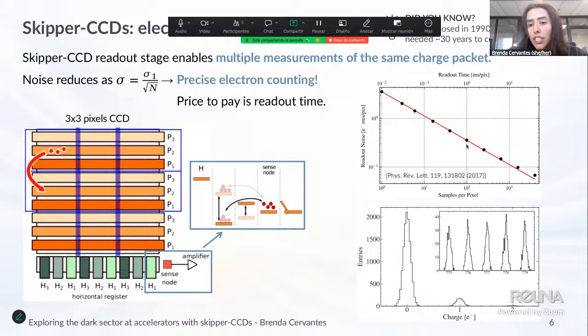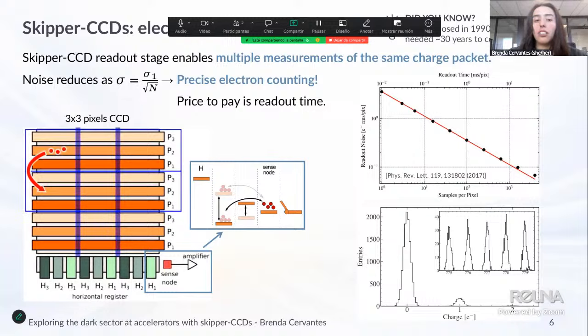And for example, at 100 samples per pixel, you are already reaching around 0.3 electrons of noise, which allows you to do a precise electron counting because you are able to discriminate the pixels with 0 charge, 1 electron of charge, and it turns out that it stands for a high dynamic range, going up to thousands of electrons that you are able to discriminate how many charges you have.